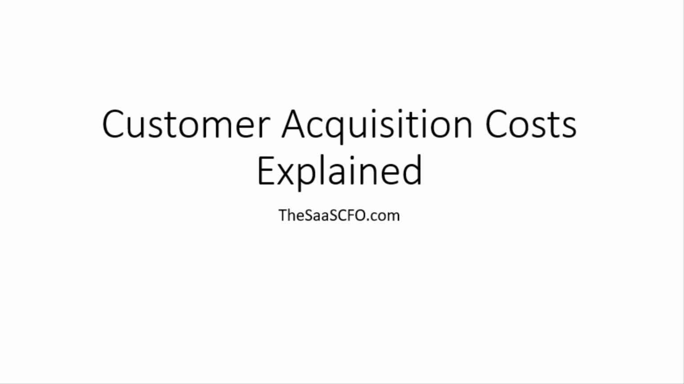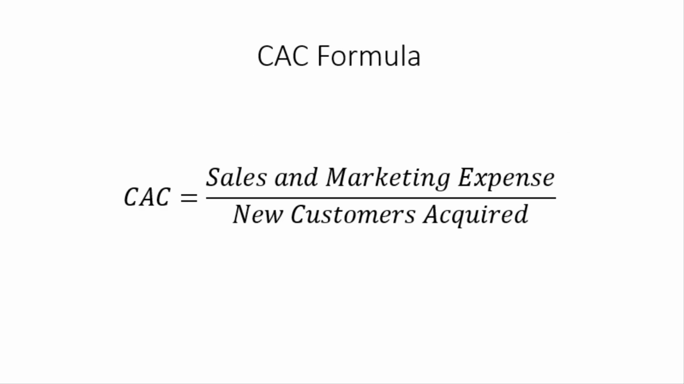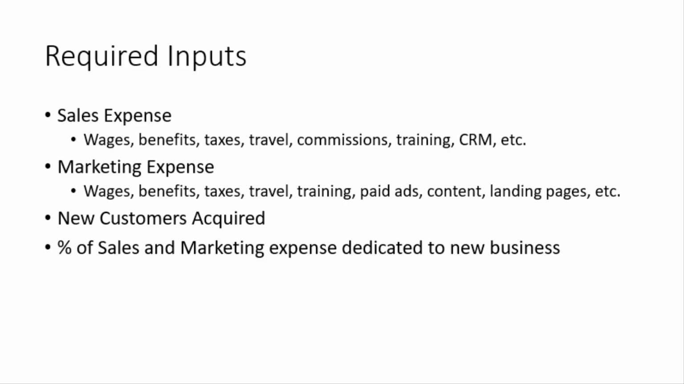I'd like to take a few minutes and explain the CAC formula, or customer acquisition costs. The CAC formula is pretty straightforward. It's simply sales and marketing expense divided by new customers acquired. But I'd like to explain some of the required inputs and the nuances to this formula so that you can calculate it correctly. So, required inputs, first, sales expense.